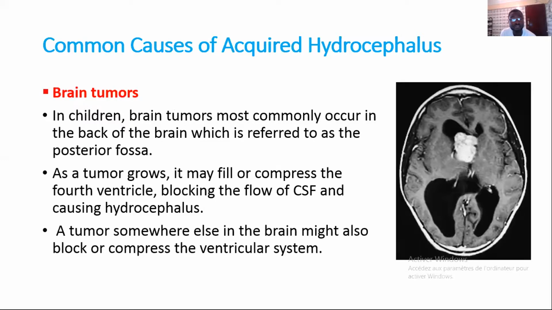We can have a brain tumor. In children, brain tumors most commonly occur in the back of the brain, which is referred to as the posterior fossa. As the tumor grows, it may fill or compress the fourth ventricle, blocking the flow of CSF and causing hydrocephalus. A tumor somewhere else in the brain might also block or compress the ventricular system, like here.